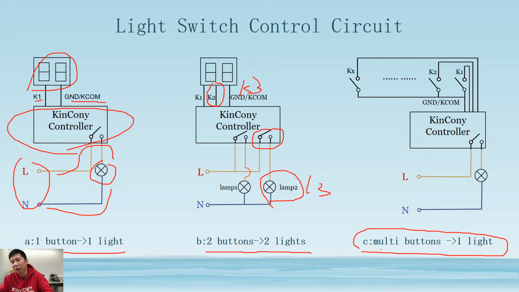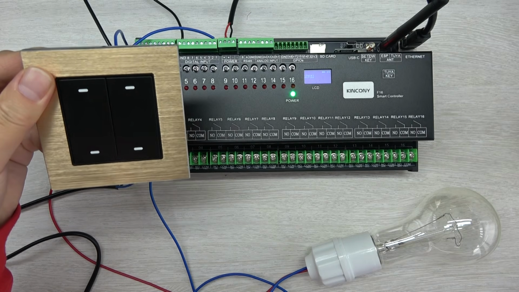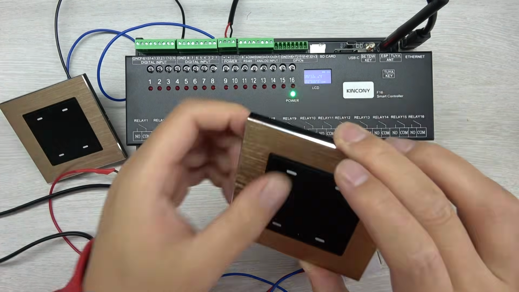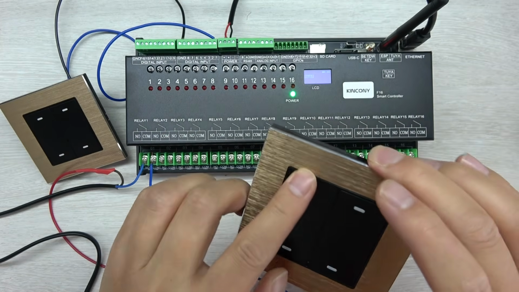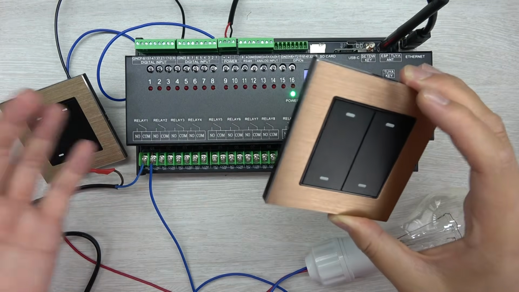Maybe sometimes you want multiple buttons to control 1 lamp. For example, you want 2 switches to control 1 lamp. One is beside your door and one is beside your bedroom. So you have 2 switches connected with 1 lamp. For example, I can use this button to control 1 lamp. This is installed beside my bedroom bed. And this has another switch. I also want to use this button to control this lamp at the same time. So how to do it?